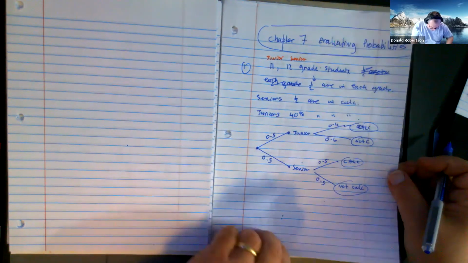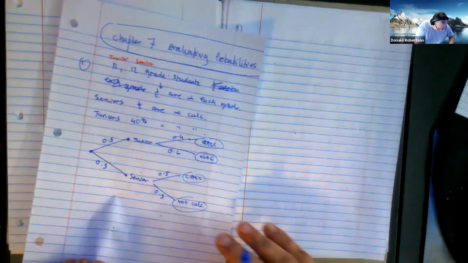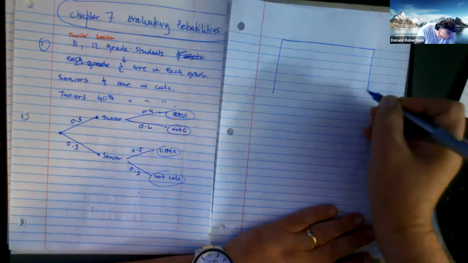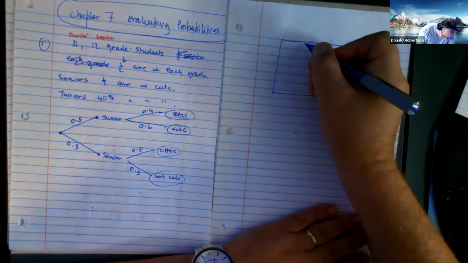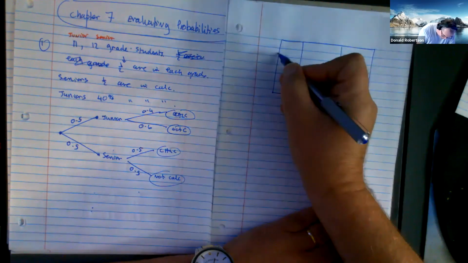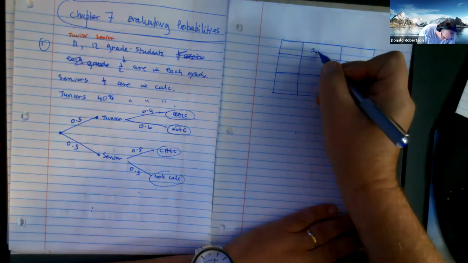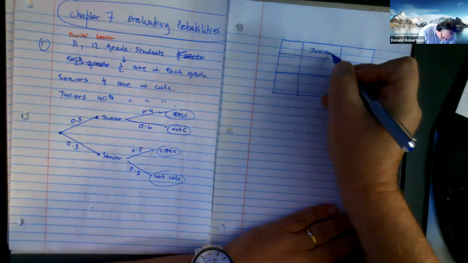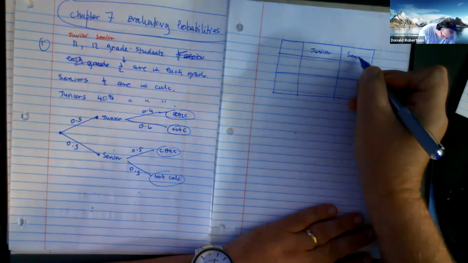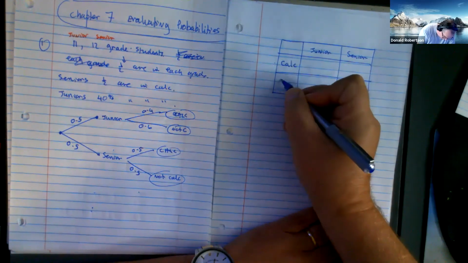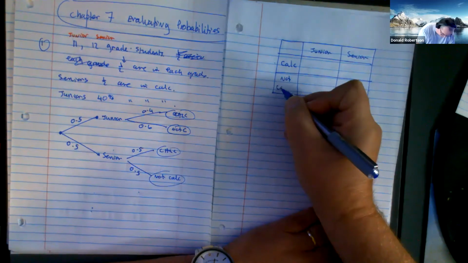This allows us to create a table, which I'm now going to do over here, where inside it, I'm going to put the probabilities of various combinations happening. So you could be a junior, or you could be a senior. You could be taking calculus, or you might not be taking calculus.